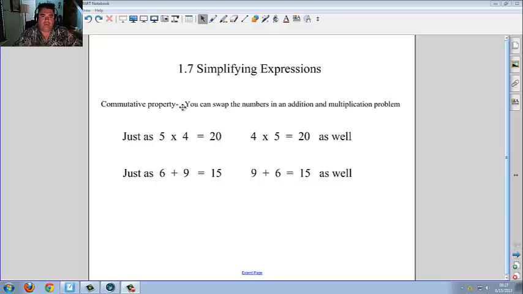A commutative property means you can swap the numbers in an addition and a multiplication problem. Understand what I mean. It means either all multiplication or all addition. And with all multiplication or all addition, you can flip them, let's say from 5 times 4 to 4 times 5, or 6 times 9 to 9 times 6. Notice how either way they come up with the same answer.